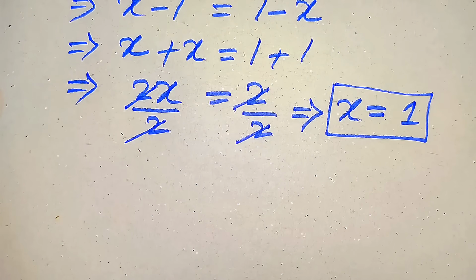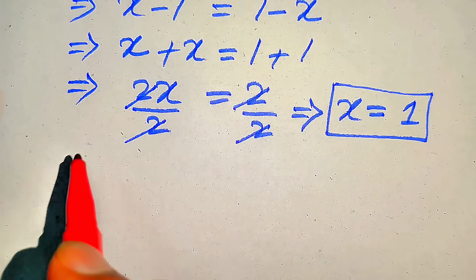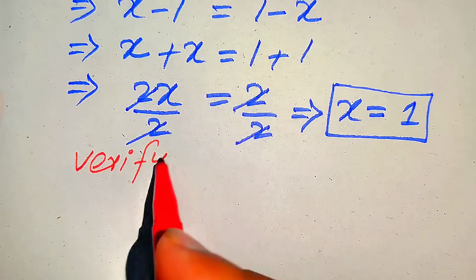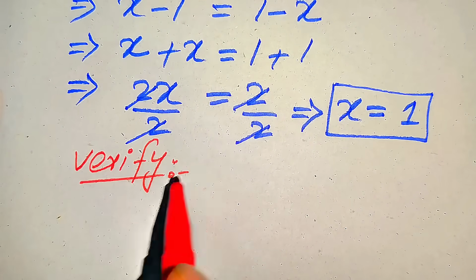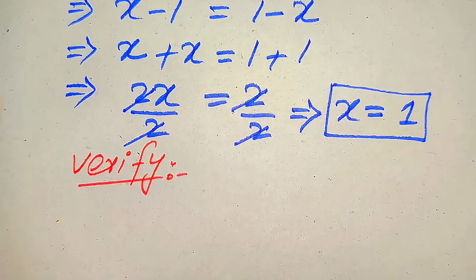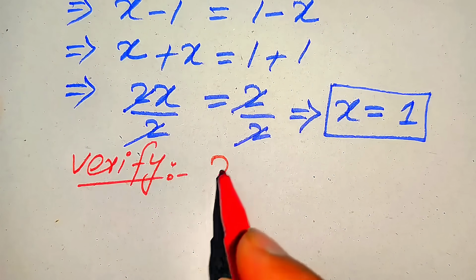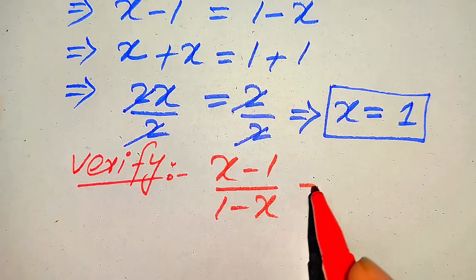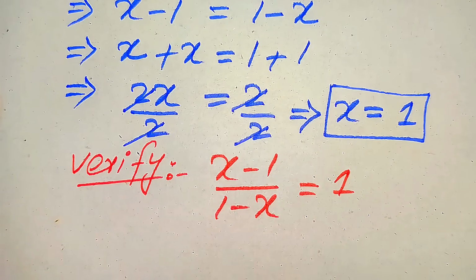And now in the next step, we need to verify this value of x, and we check whether this value of x satisfies our given equation or not. So for verification of this value, we need to copy down the given equation here. It will become x minus 1 divided by 1 minus x is equal to 1. This is our given question statement.